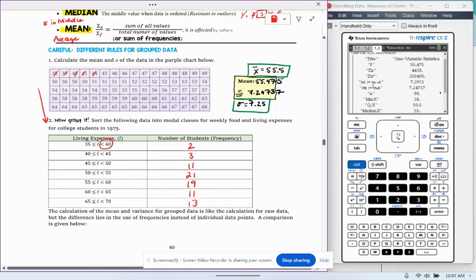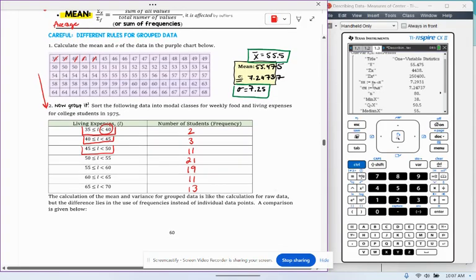Hello and welcome back. I hope you have found the following frequencies in each of the modal classes. They're called modal classes, and they just split up the data into a few different categories. It looks like they're counting by 5s.